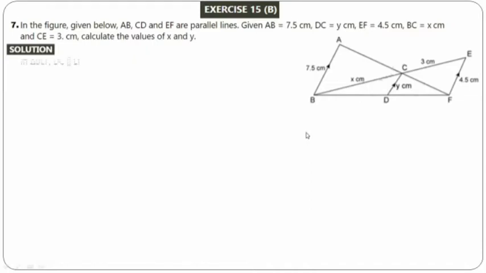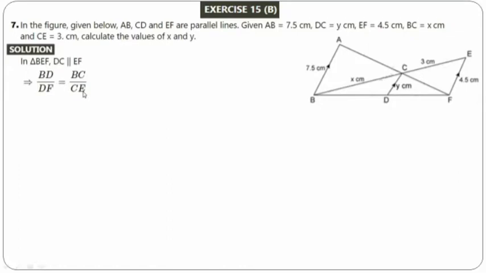Now if you observe triangle BEF, in this triangle DC is parallel to EF, right? So if you apply BPT here, this parallel line will divide the sides so that BD is to DF is equal to BC is to CE, using the basic proportionality theorem. So this is what we get: BD is to DF is equal to BC is to CE.